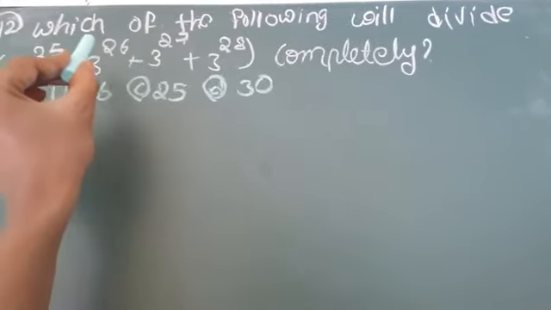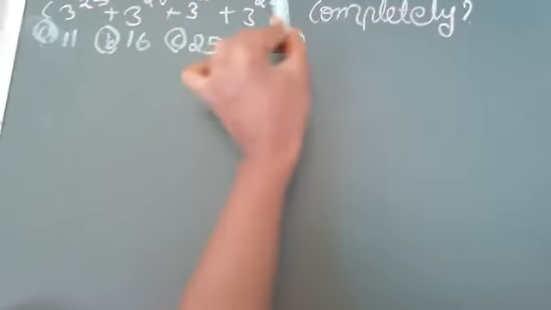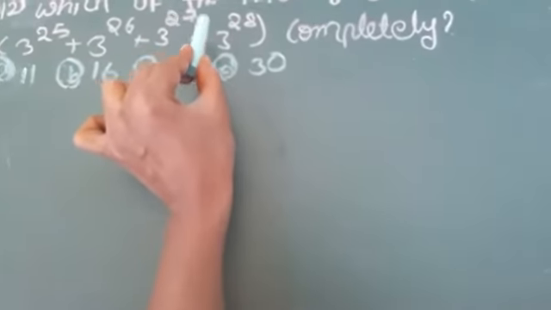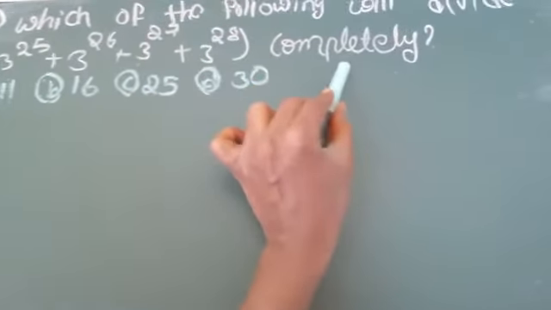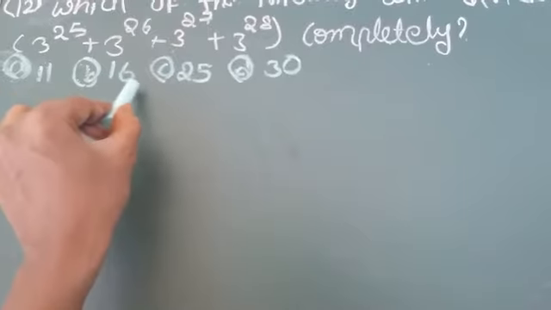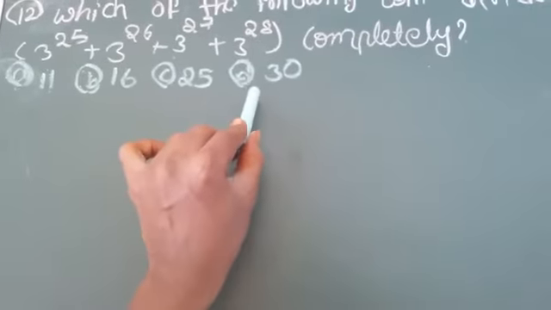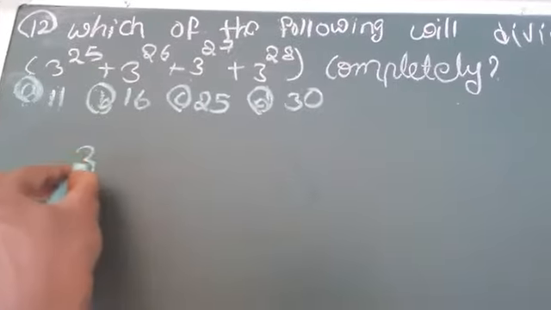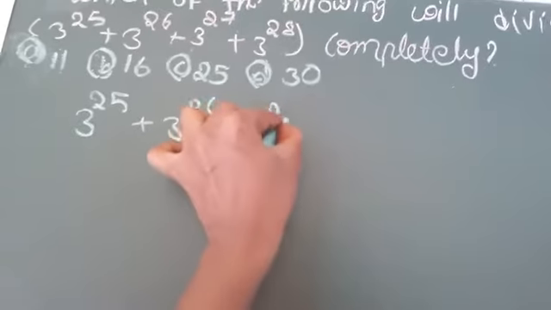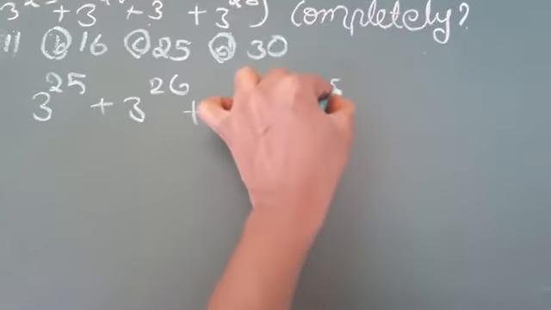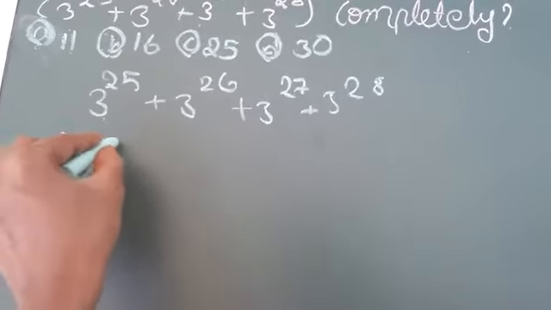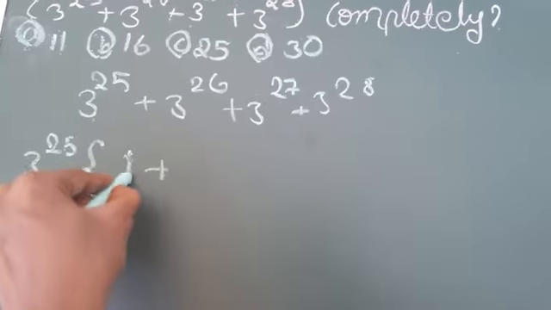Let us solve one more question on the same concept. Which of the following will divide 3 power 25 plus 3 power 26 plus 3 power 27 plus 3 power 28 completely? They have given option A 11, option B 16, option C 25, option D 30. See the question: 3 power 25 plus 3 power 26 plus 3 power 27 plus 3 power 28. So let us take 3 power 25 as common.